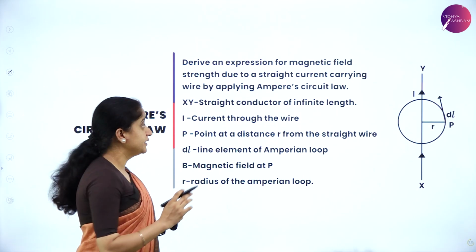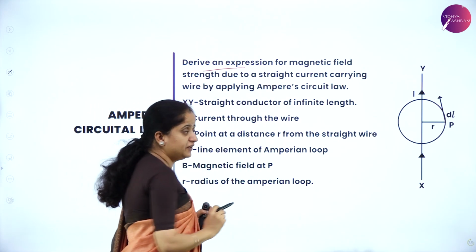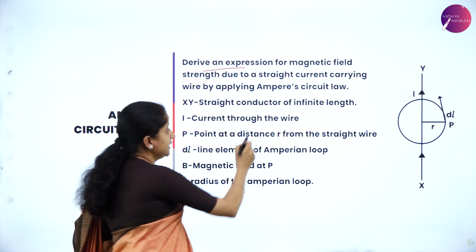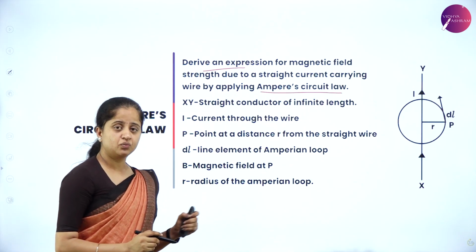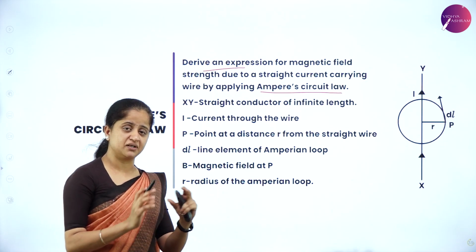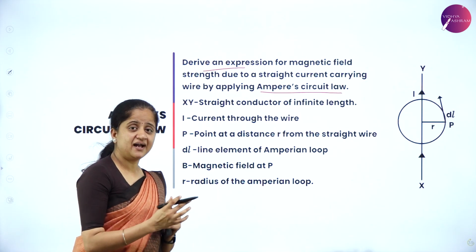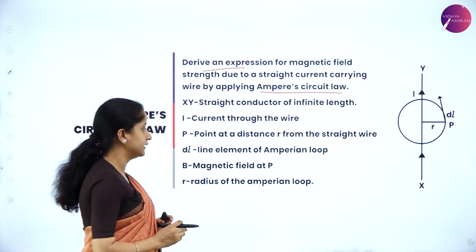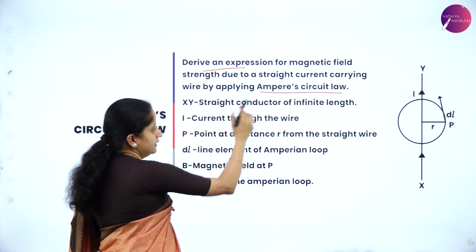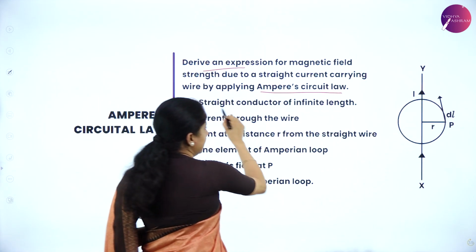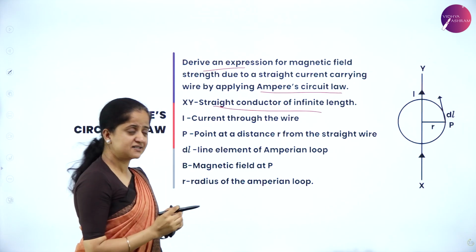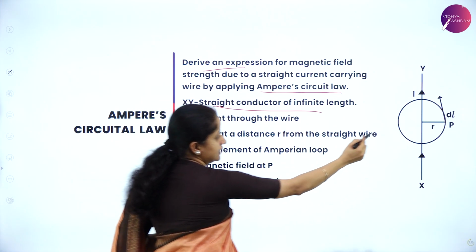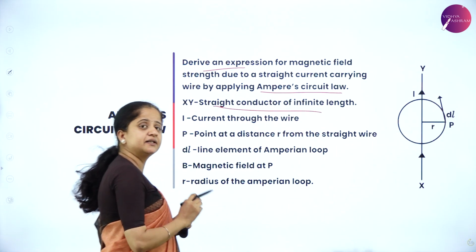So let us now derive an expression for magnetic field strength of a straight current carrying conductor by applying Ampere's circuital law. Now we understood what is Ampere's circuital law, its statement and its expression. Applying that, we are now finding the magnetic field strength due to a straight current carrying conductor. So let us consider XY as a straight conductor of a large length, and R is the radius. P is the point where we are finding the magnetic field.